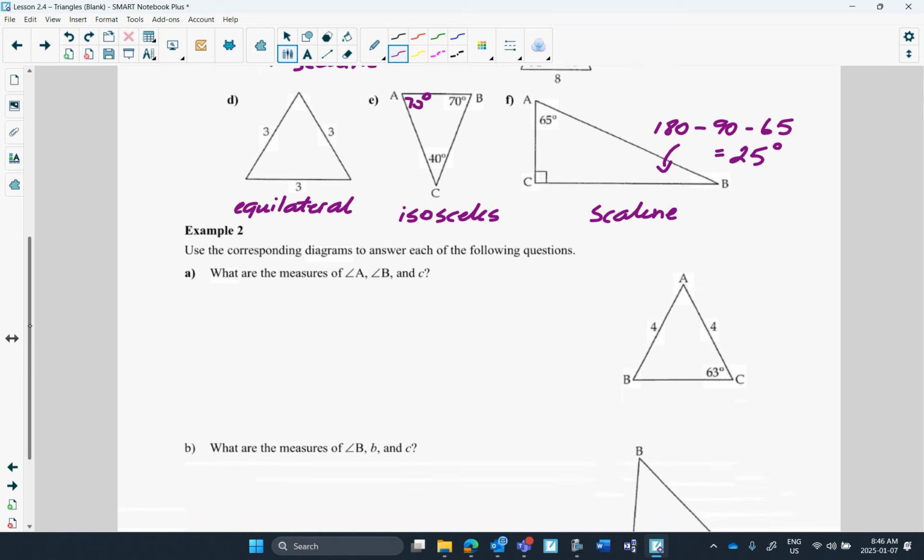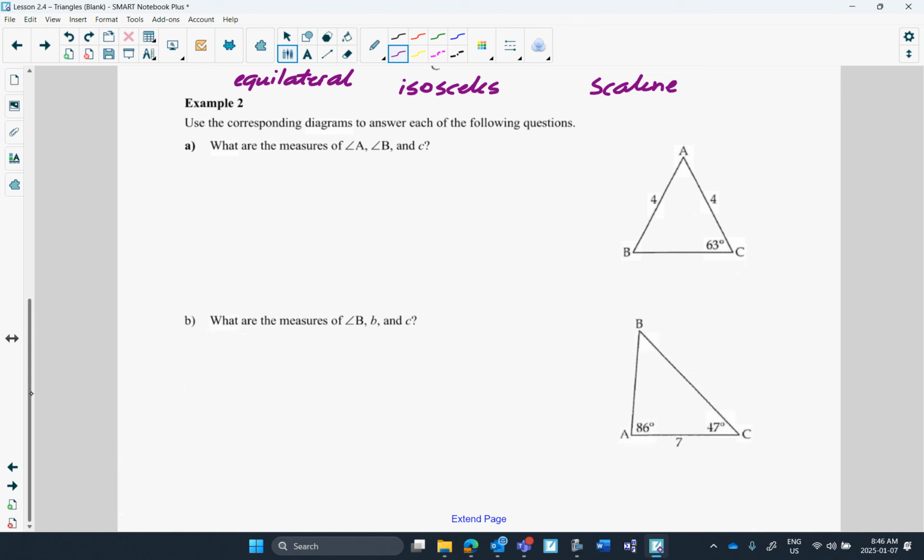Okay, another example. You're given a triangle. So you have to figure out what kind of triangle it is. And then if you know what kind of triangle it is, you should be able to figure out all the missing pieces of information you're asked for. So the first one is angle A. Maybe before we find angle A, we'll find angle B. What is the measure of angle B?